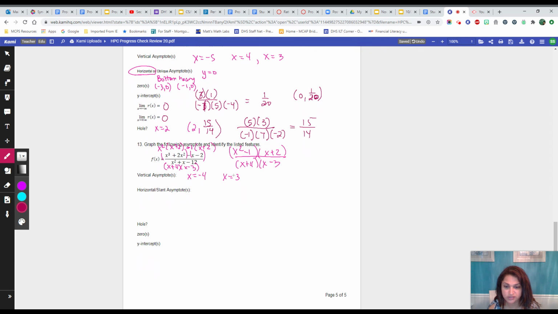Okay. All right, last question. Nothing actually cancels here, even though they factor. So nothing's actually going to cancel out here. All right, so my vertical asymptotes are the values that make the denominator equal to 0. So I have 2 of those. It is top heavy, so I'm going to have a slant asymptote. I am not going to have a hole because nothing cancels.